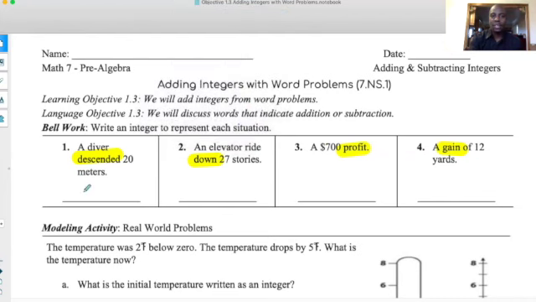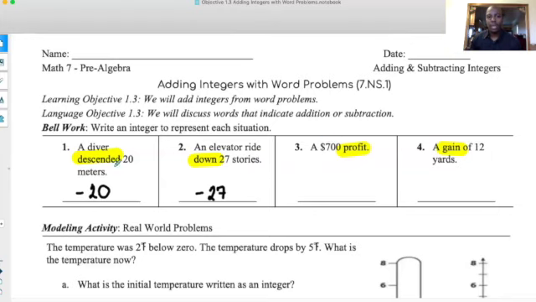A diver descended 20 meters, that's going to be descended, which in this case is a negative thing. It goes down. So it's a negative here or indicating subtraction. So if I were to write this as an integer, it would be negative 20. An elevator ride down 27 stories. Once again, this word down is indicating subtraction or a negative. So in this case, we're going to say, okay, because I see the word down, that means minus 27.